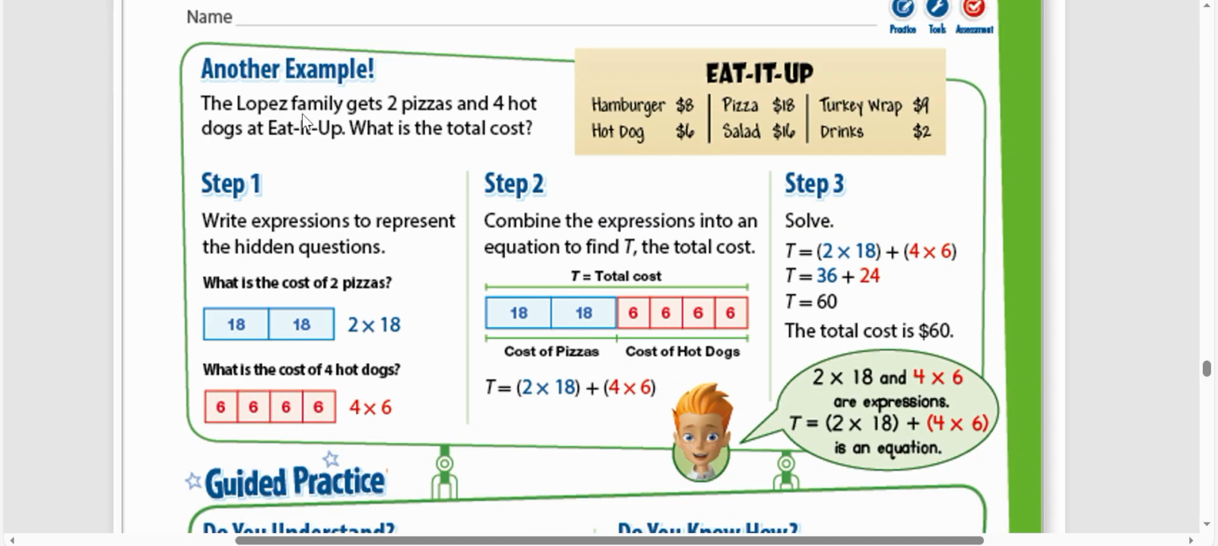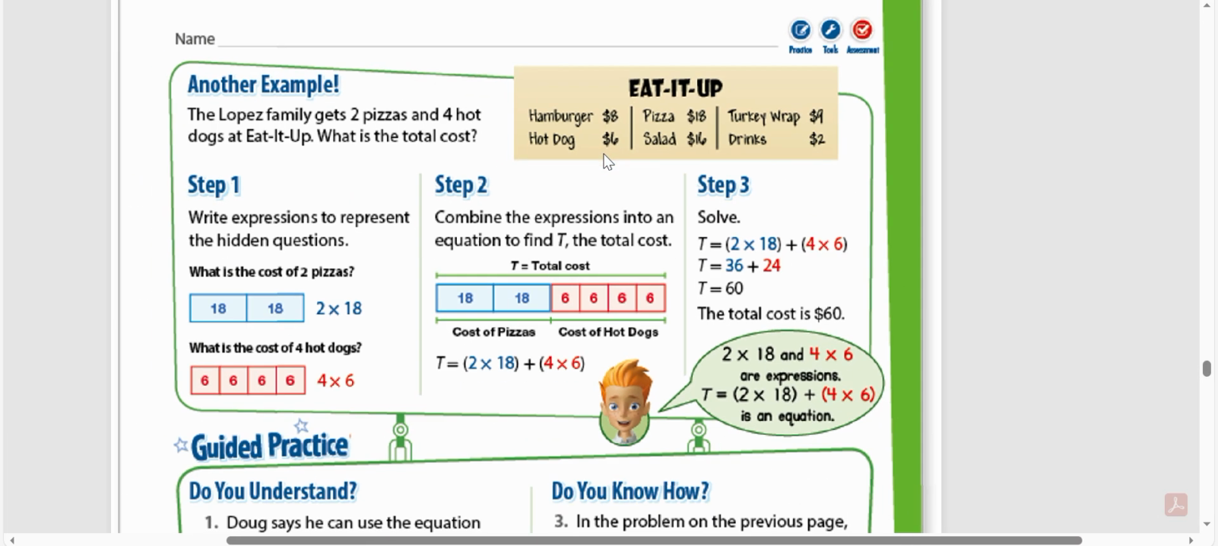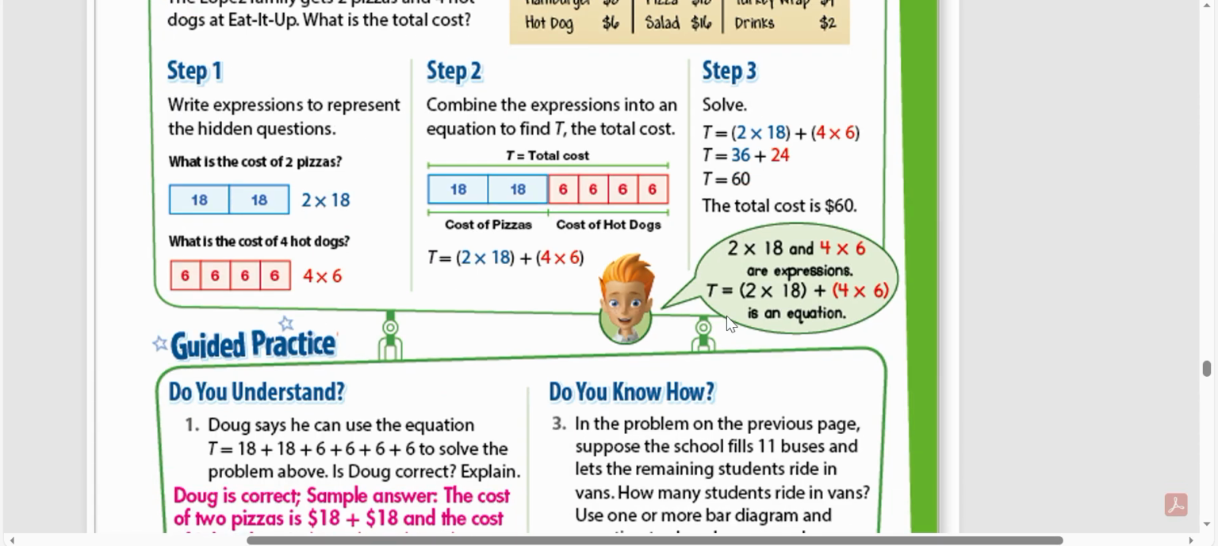The Lobby family gets 2 pizzas and 4 hot dogs. We have the price of each one here: pizza $18, turkey wrap $9, hot dog $6, and so on. He gives the cost as 2 times 18 and 4 times 6, because for 2 pizzas the price of each one was 18, and for 4 hot dogs, 4 times 6. Then we add them together: 36 plus 24 will be 60. The total answer here will be 60.